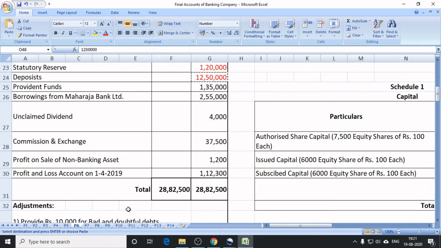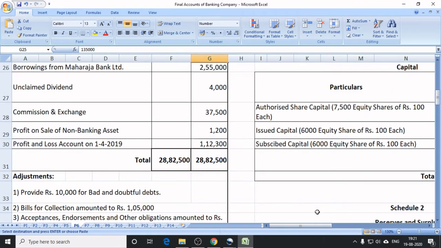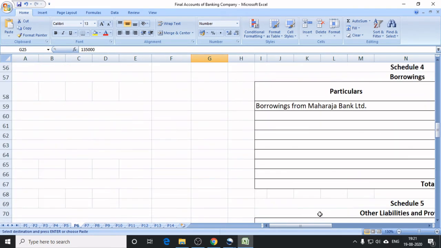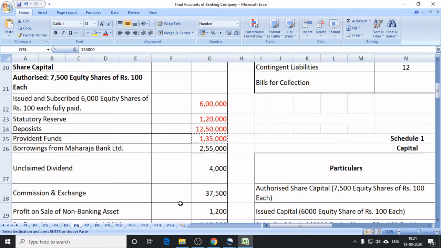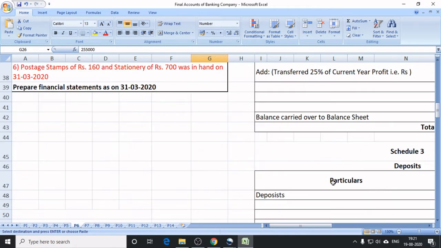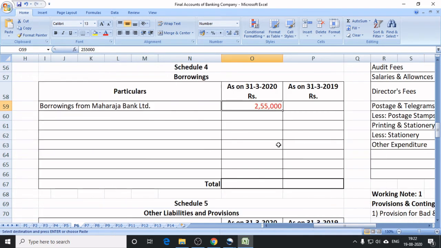Okay, the next is Provident Fund. Its value is 1,35,000. It has a credit balance, and it is also a liability of a bank, and we have to consider it under schedule number 5, so Provident Funds, 1,35,000. The next is borrowings from Maharaja Bank Limited. So it is the bank's borrowing. It is also a liability, and for such a liability we have schedule number 4, borrowings. Here we have to consider it under schedule number 4, borrowings.